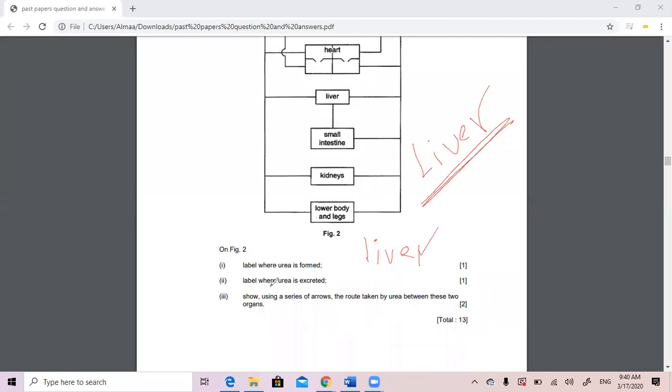Okay. Label where urea is excreted. I want another student. Malak, do you know the answer? Yes, urea is excreted in the kidney. Where? In the kidneys. So Salman, thank you. That is in the kidney. Thanks a lot.